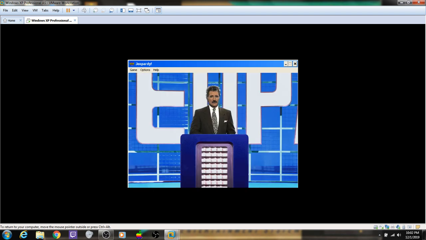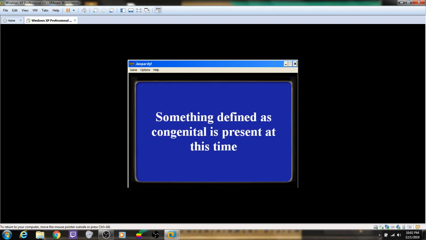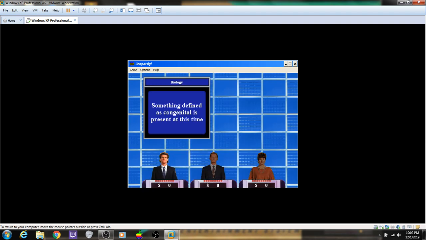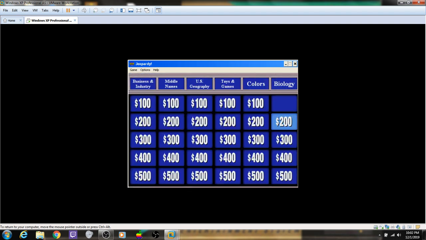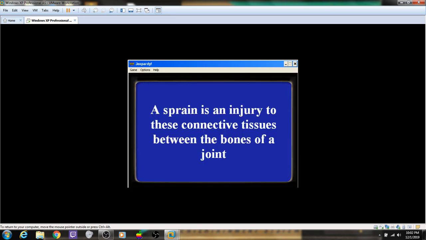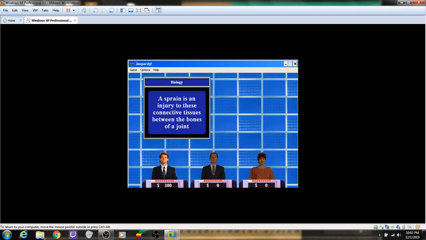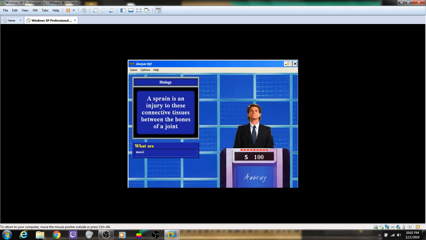Biology 100, please. The answer is: something defined as congenital is present at this time. What is birth? You are correct. Biology 200. A sprain is an injury to these connective tissues between the bones of a joint. What are muscles? Sorry, incorrect. Oh, fudge.